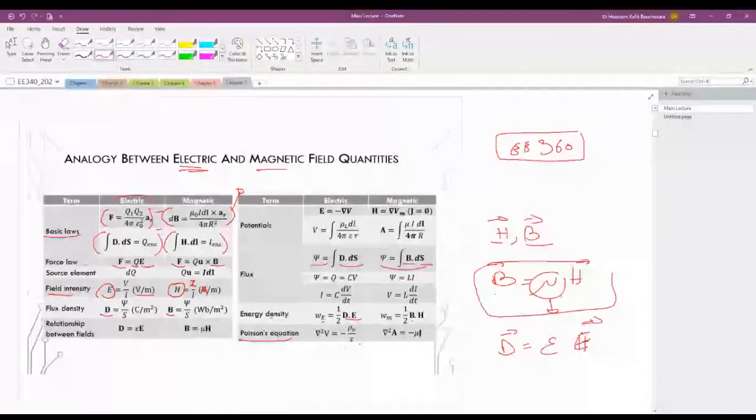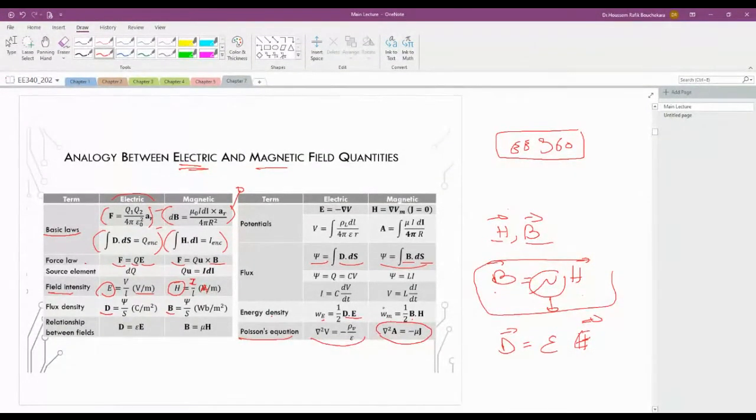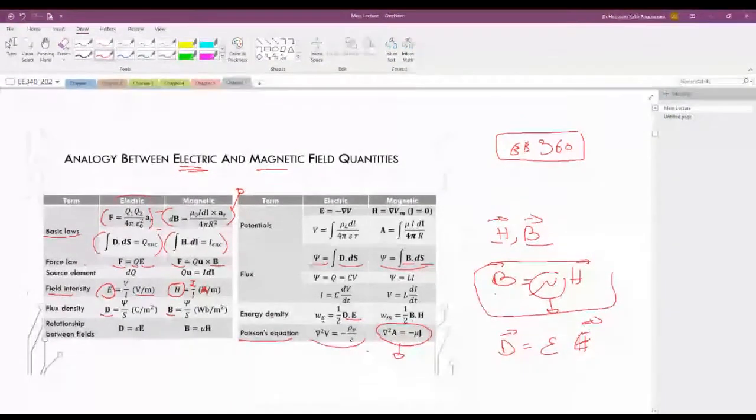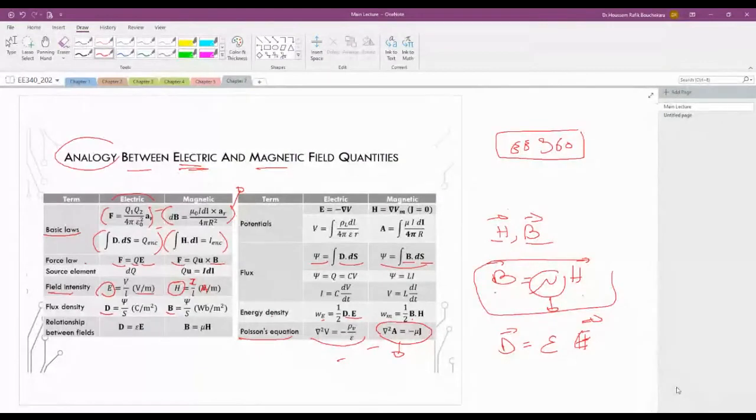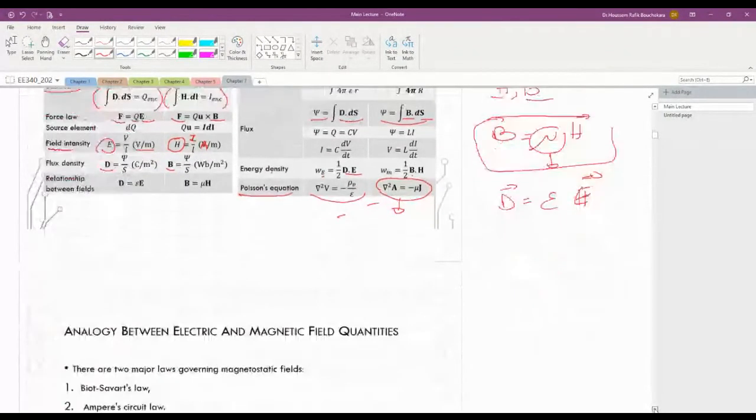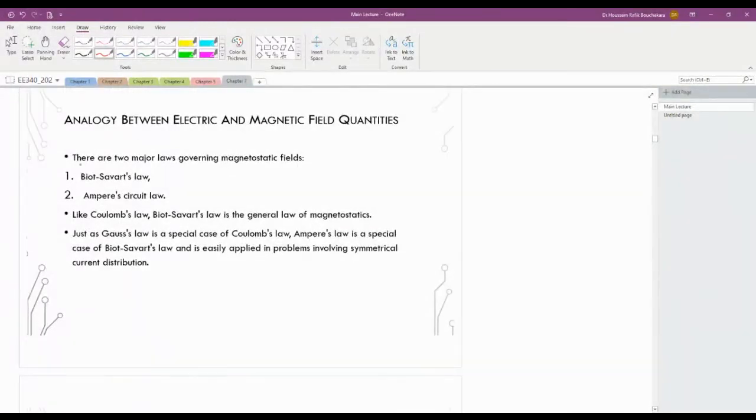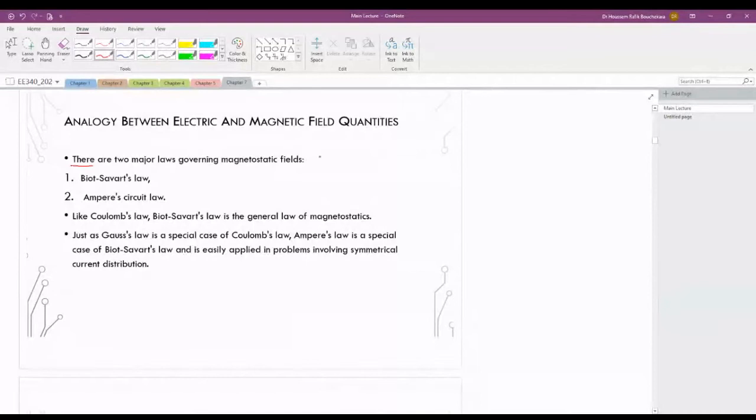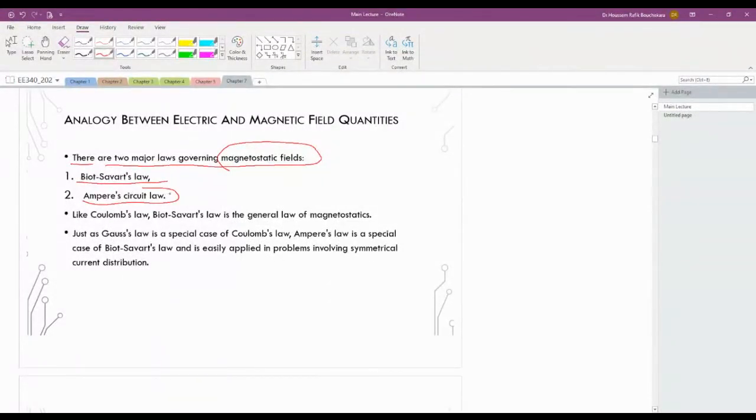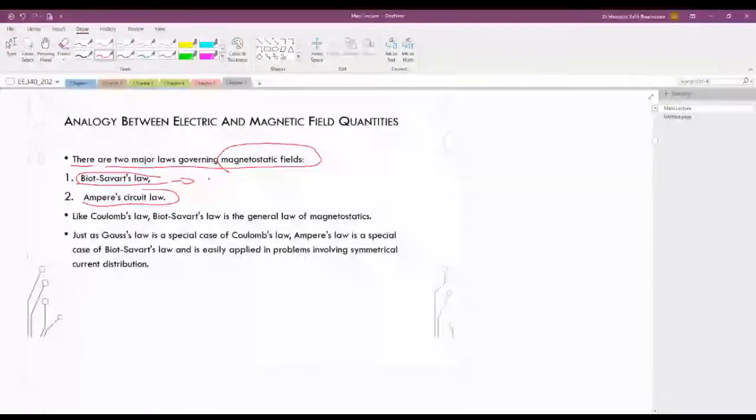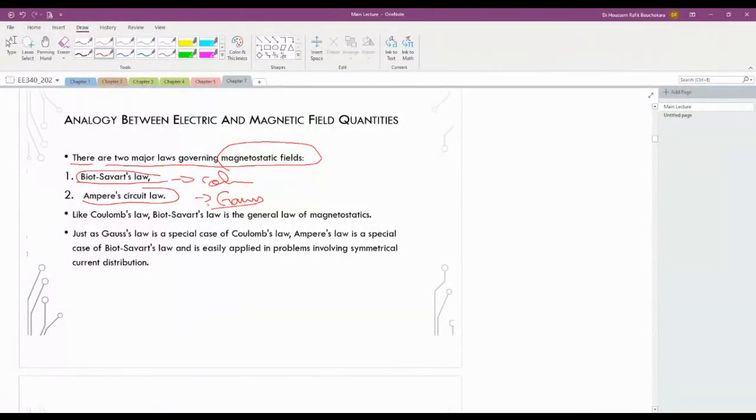Here we have the Poisson equation that we saw before. It can be defined on the magnetic side, in magnetostatic fields, as you can see here. So there is an analogy between electric and magnetic field quantities. As I said before, there are two major laws governing magnetostatic fields: Biot and Savart's law and Ampere's circuit law. This one is like Coulomb and this one is like Gauss. This corresponds to Coulomb in electrostatics, and this corresponds to Gauss.